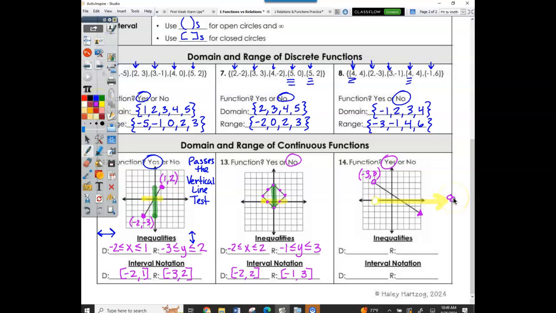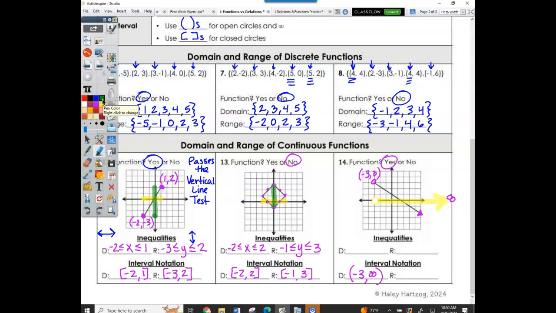So, this one's slightly different. The domain here is parentheses negative 3, because it's not touching it, and it's going to infinity, which we also put parentheses on. The smallest x value is negative 3, and it's going to run to infinity. Now we're going to take our head, turn it sideways, and talk about the range. The range is the y values.